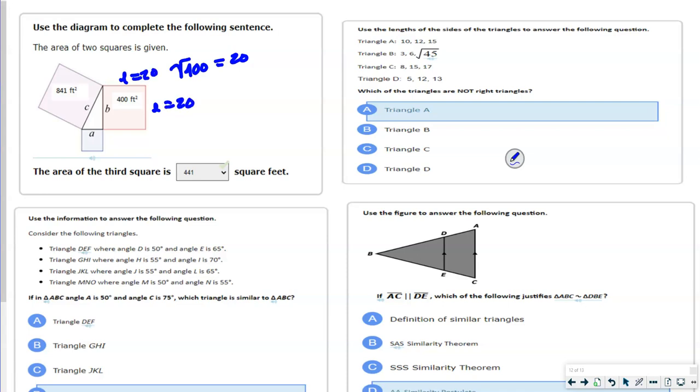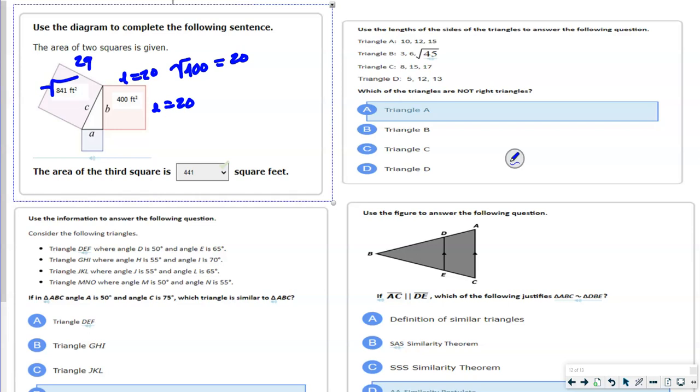All right, and then we could take the square root again of 841. The square root of 841 is equal to 29. So that means this is 29 and this is 29. This was 20, right? So if we have the hypotenuse, we could actually just subtract these, couldn't we? Because 29 squared is going to be equal to 20 squared plus our a squared, right? So that's going to be 841 equals 400 plus our a squared. That's going to be 441, right?